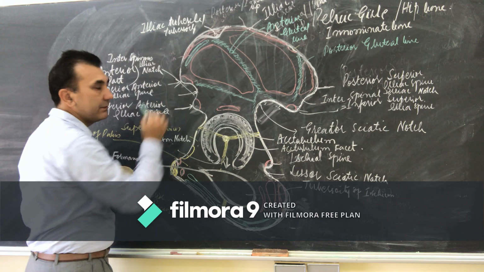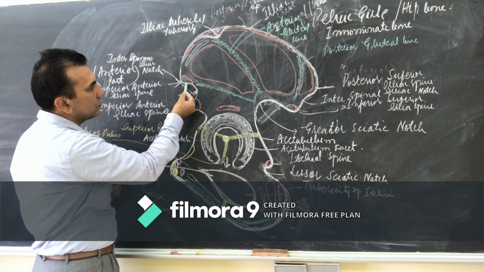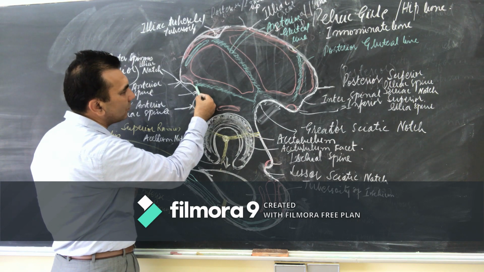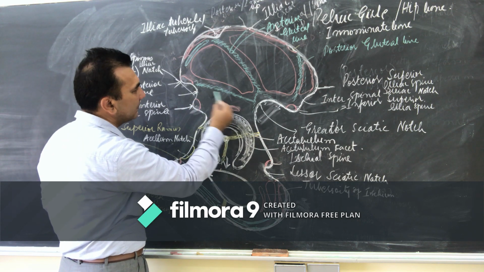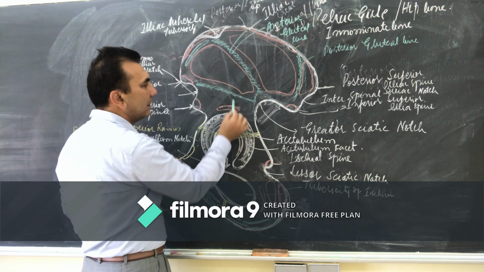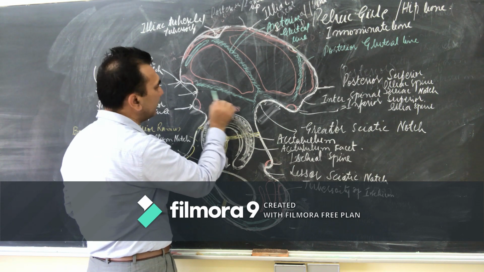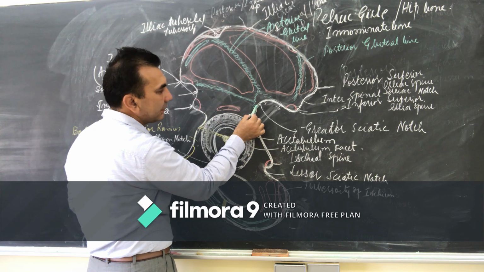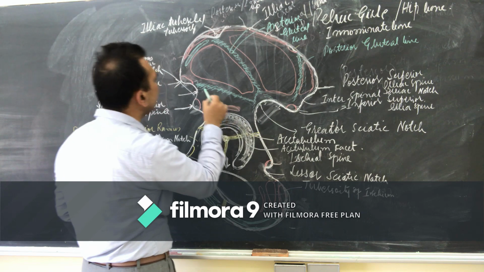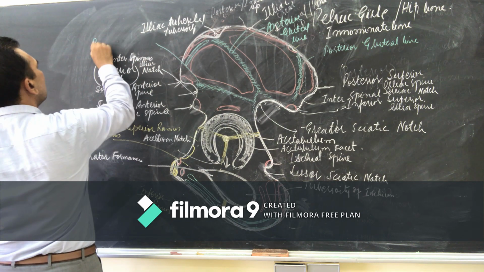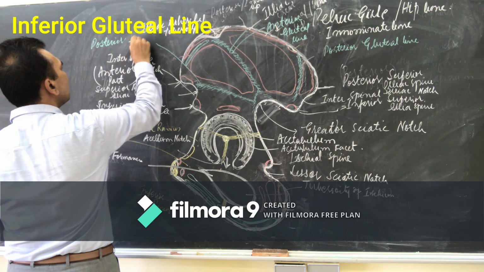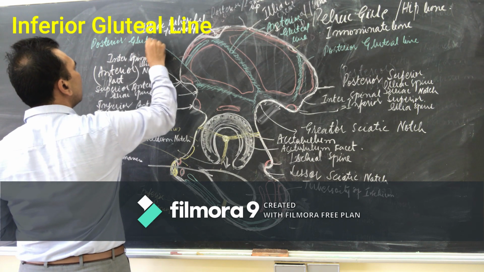And on the lower side, from the superior anterior iliac spine, another line goes downward, just above the acetabulum. It goes to the greater sciatic notch. This line is called the inferior gluteal line.